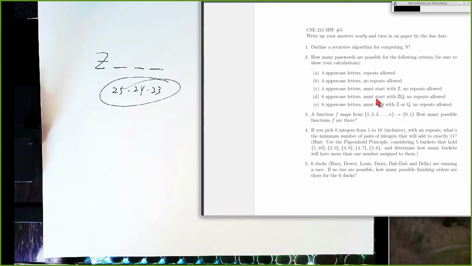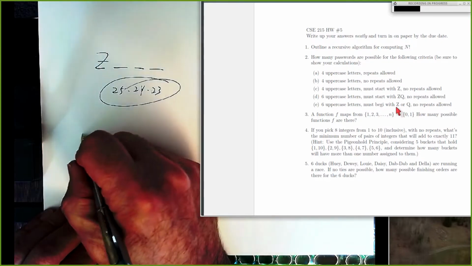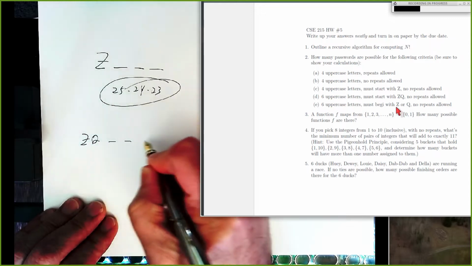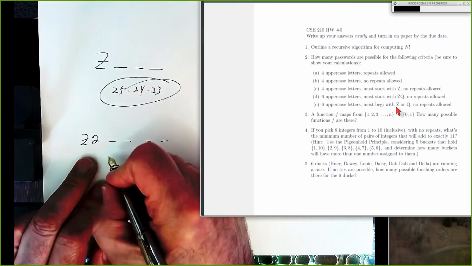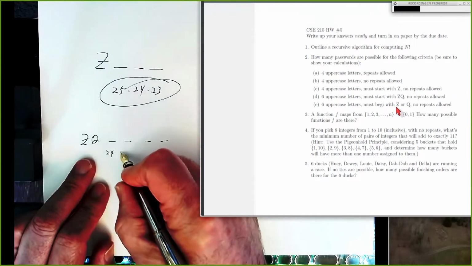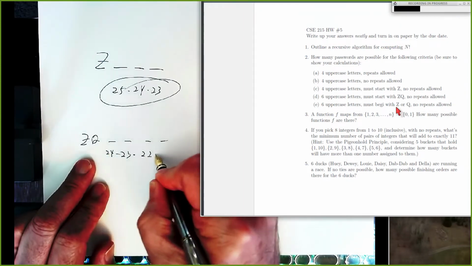All right, 6 uppercase letters must start with ZQ, no repeats allowed. So now we've got ZQ, and four more letters. And it's just a variation on that same idea. There's 24 ways to pick this letter, 23, 22, and 21.